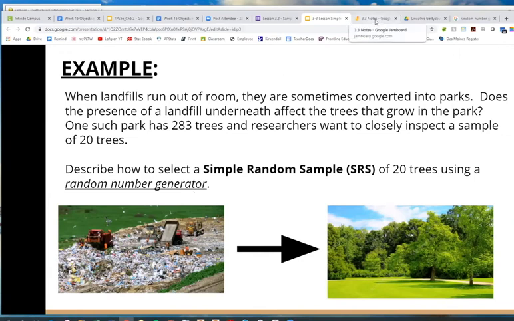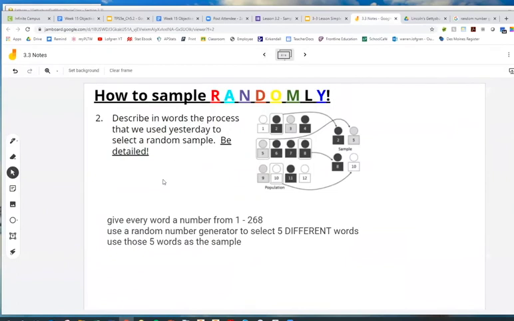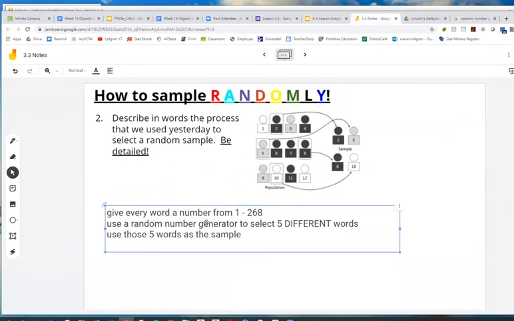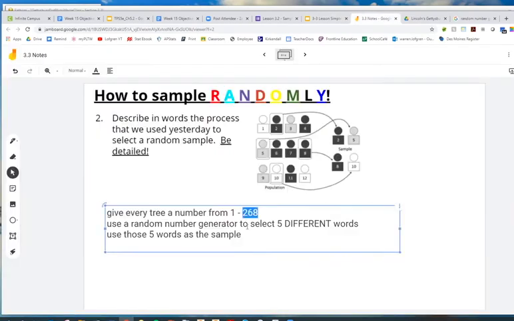So if I was going to do that, I would go back to our idea about what we did before. Think about how I would switch this up. Instead of giving every word a number, I'd have to give every tree a number. And my numbers would not go from 1 to 268. They would go from 1 to 283. So the process would be nearly identical. I would use a random number generator to select not 5, but 20 different trees. And then we would use those 20 trees as our sample.